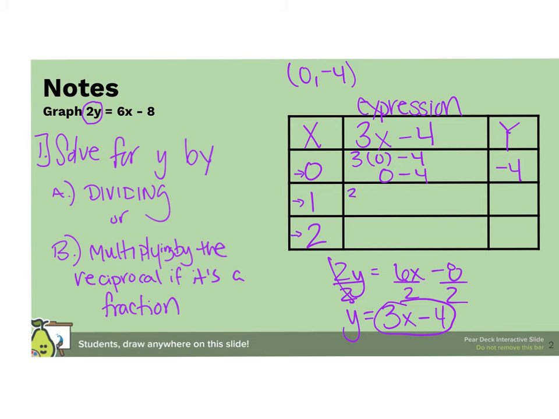Second ordered pair, 3 parentheses minus 4. This time we plug in a 1 for x. 3 minus 4 is negative 1. Our second ordered pair, when x is 1, y is negative 1. Our last ordered pair, 3 parentheses minus 4, we substitute a 2 for the x. 6 minus 4 is 2. Our last ordered pair is 2, 2. Next slide, we're going to graph it.